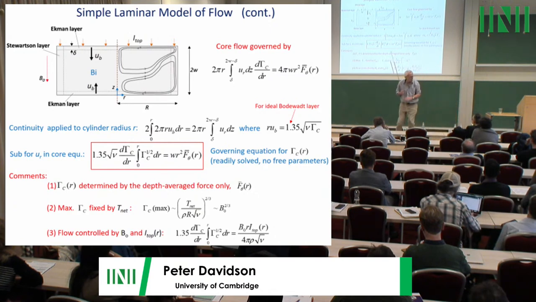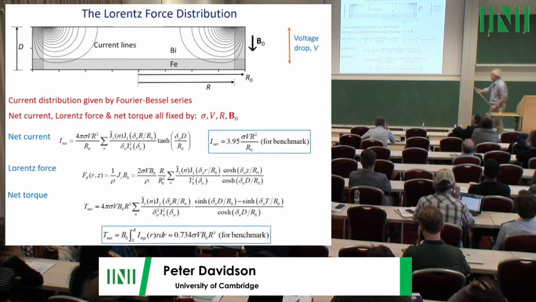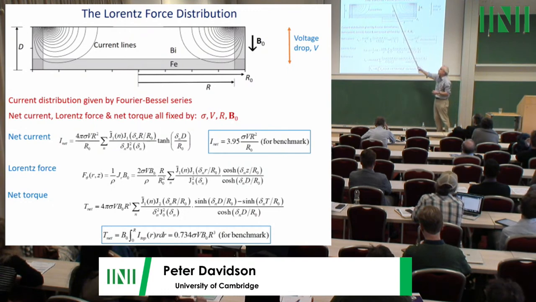And the third thing I can do is go back. I said this already: if you think in terms of Maxwell stresses, you can actually write the net torque simply in terms of B naught, the imposed magnetic field, and the current flow coming in through the top.